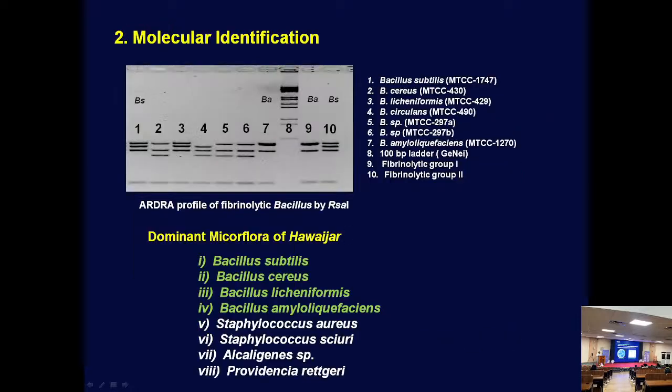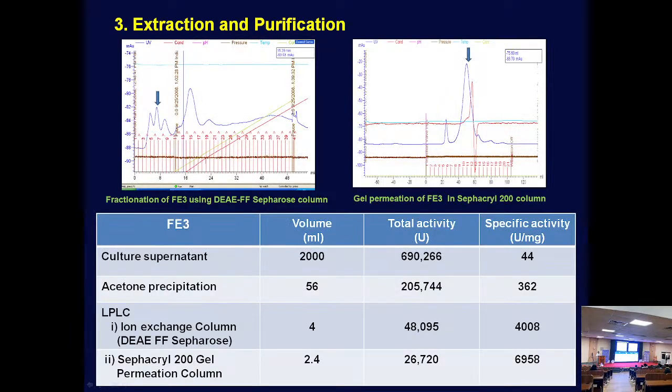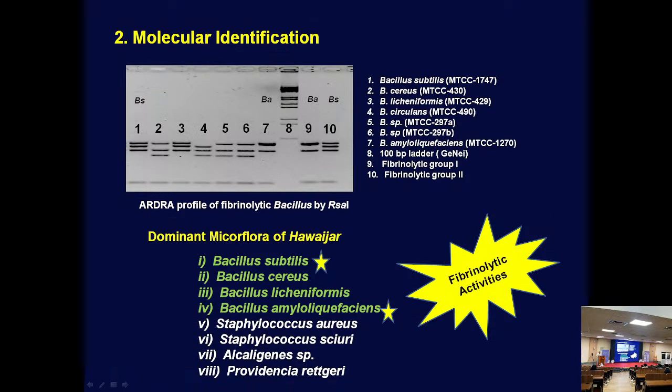Next. Molecular identification was done using the techniques ARDRA and DNA sequencing. Then we were able to identify some dominant microflora: Bacillus species, Bacillus cereus, Bacillus licheniformis, and other Bacillus isolates, and some mesophilic bacteria are also there. Two isolates, Bacillus subtilis and one other Bacillus, were found to have high pharmacological activity.